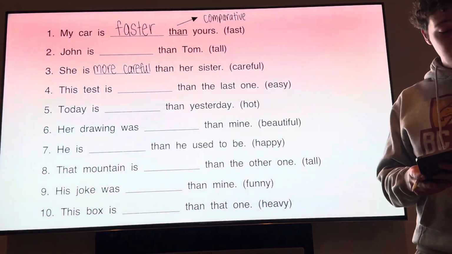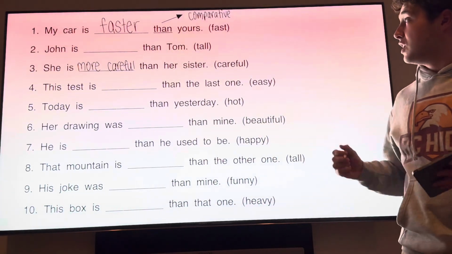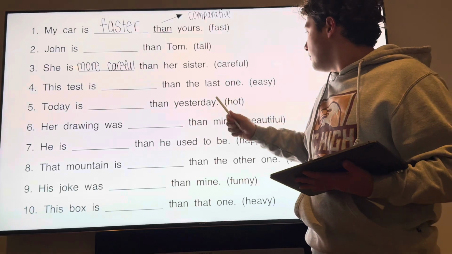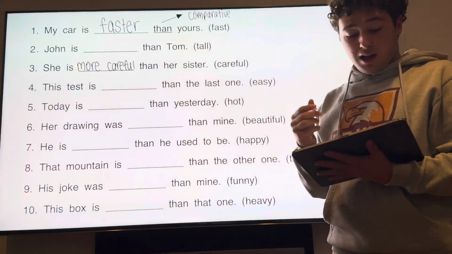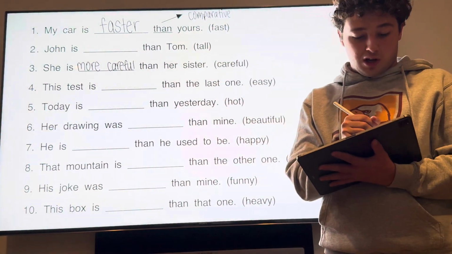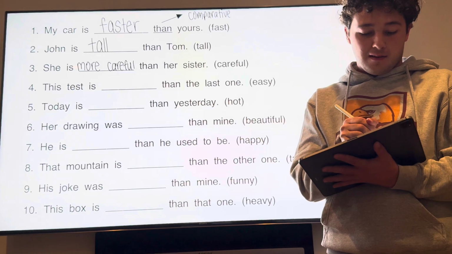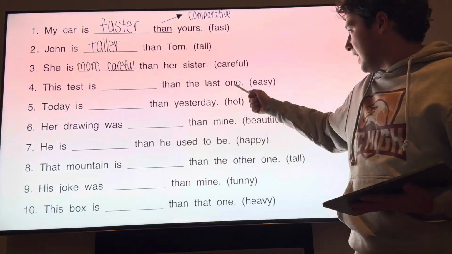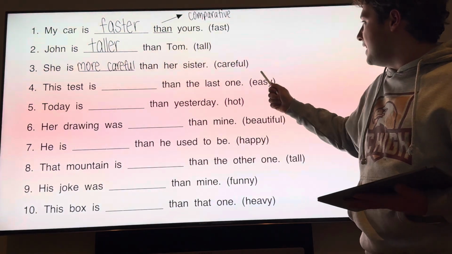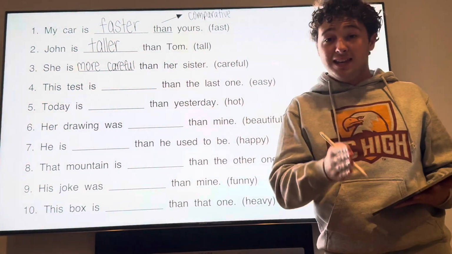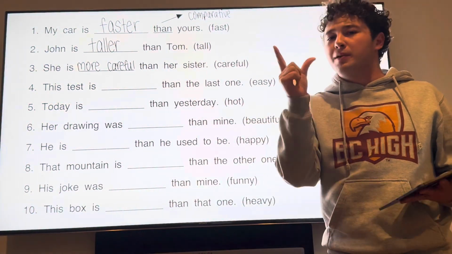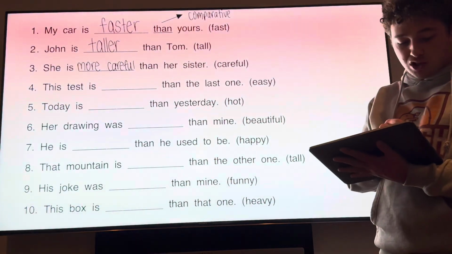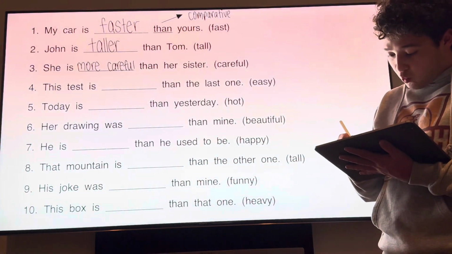Okay, so now that you've completed the rest of these, we'll go over them. John is blank than Tom. So they give us the word tall, and that's just 1 syllable, so taller. This test is blank than the last one. They give us the word easy. Now easy is 2 syllables, but it's short. So you get to add the er. Now pay attention. Easy has a Y.